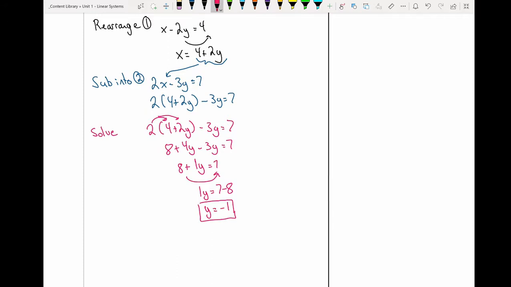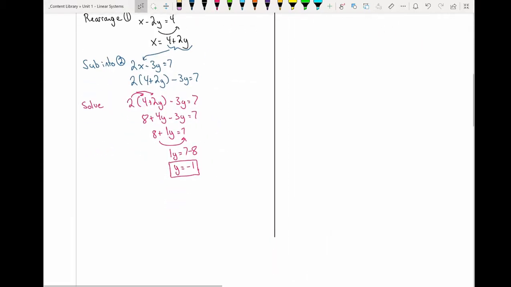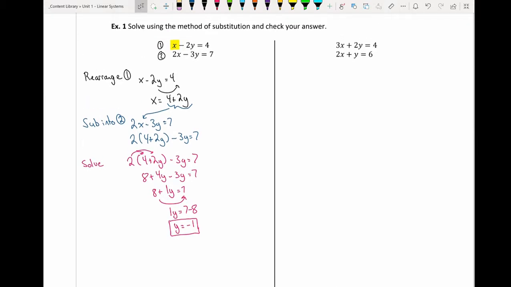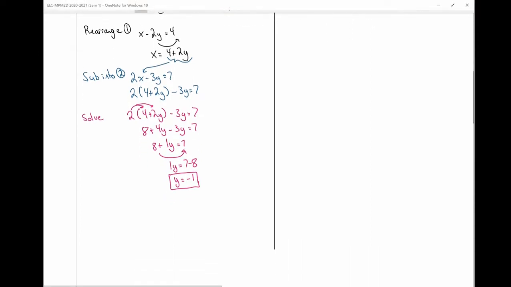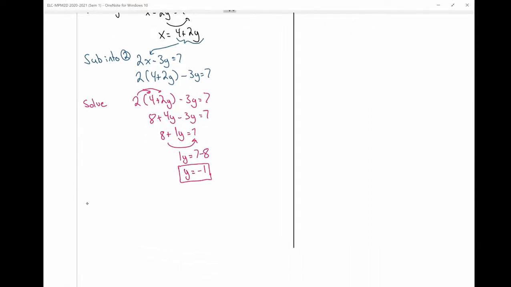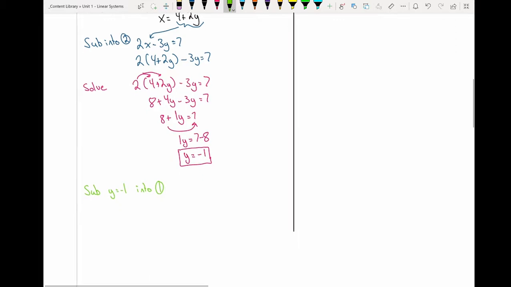So now I have the value of y. I know that the y value of my point of intersection is going to be -1. The next thing I want to do is substitute that back into one of the original equations and solve. So I'm just going to sub y equals -1 into, let's say, equation 1. Again, you can choose either equation. It shouldn't matter because the point of intersection should be the same.